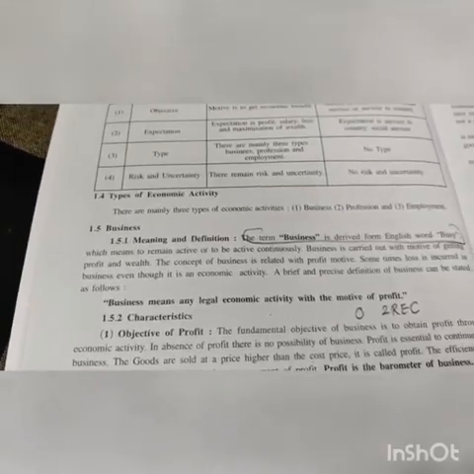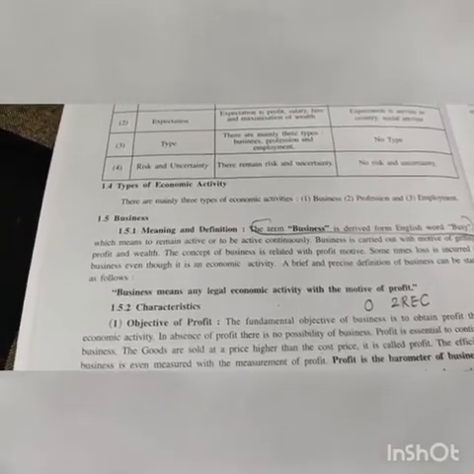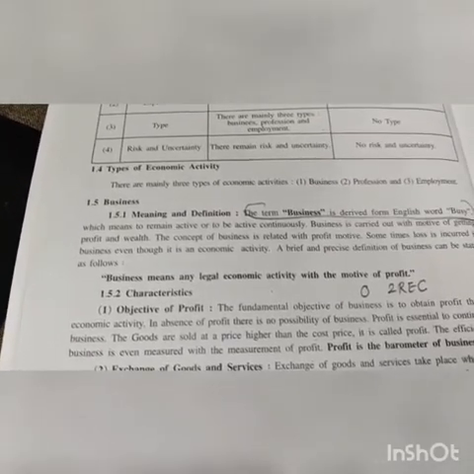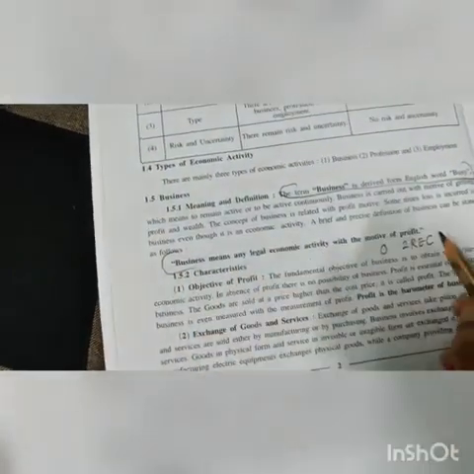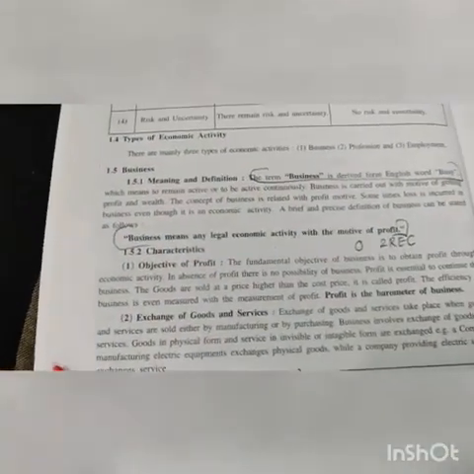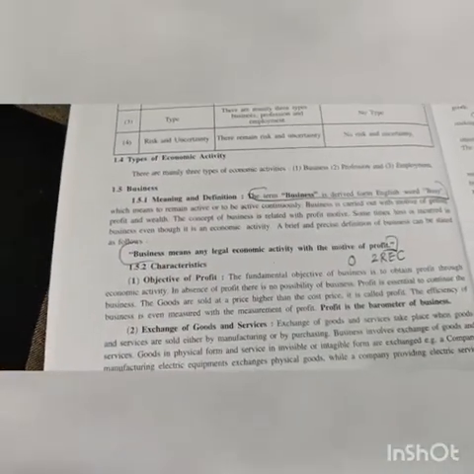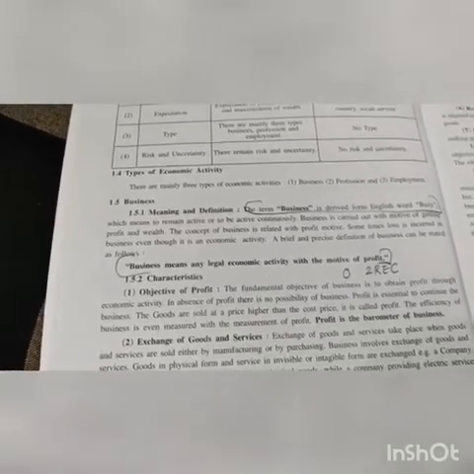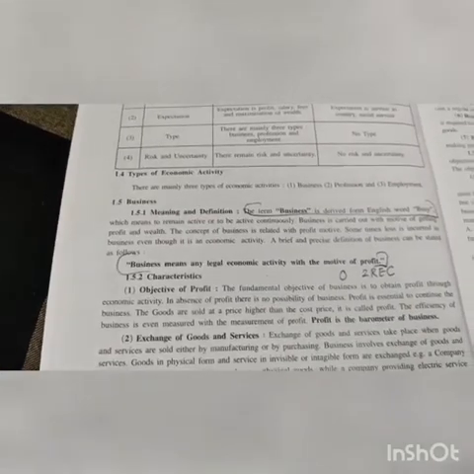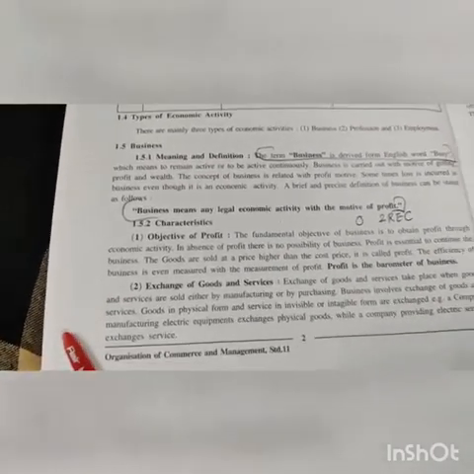A brief and precise definition of business can be stated as follows. Business means any legal economic activity with the motive of profit. So you have to learn this definition of business. First of all, the most important thing is that it is a legal activity, and the motive of doing business is to earn profit. Now we will be seeing the characteristics.